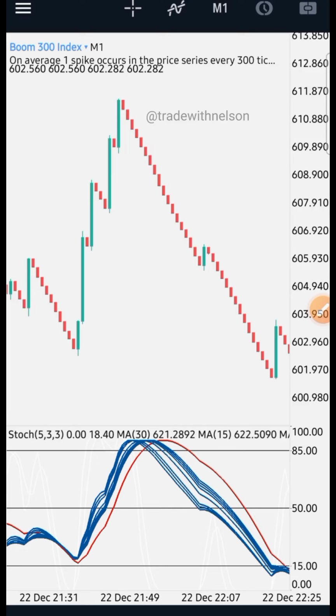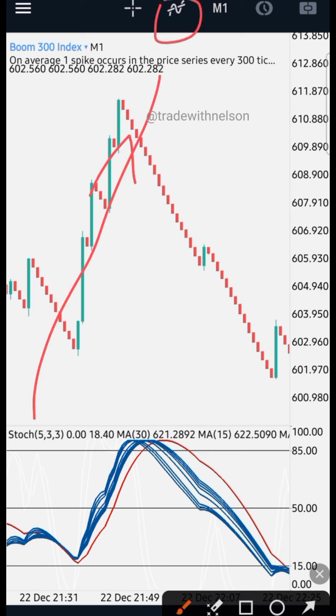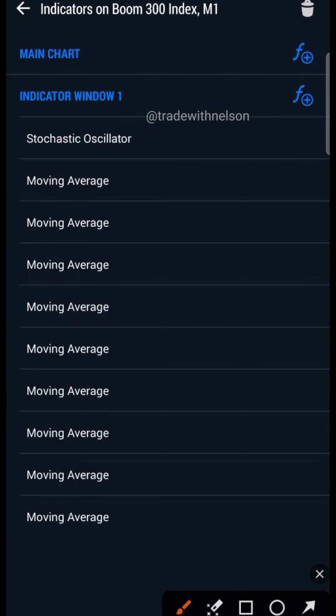So now let me show you how to set up your indicator to look exactly as mine. So first thing you do is to click on this indicator icon over here. Like I said, I have a bunch of moving averages with different variations, and I have the stochastic oscillator. So the first indicator you have to pick is the stochastic oscillator.